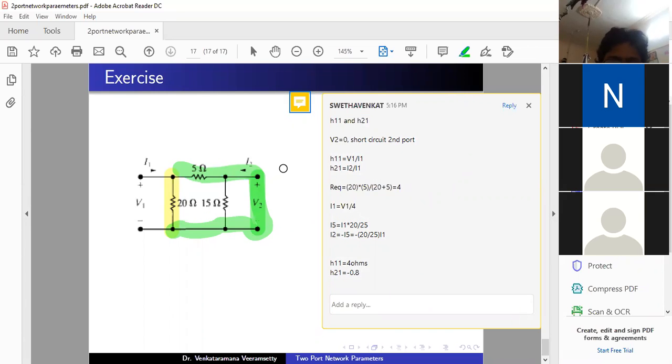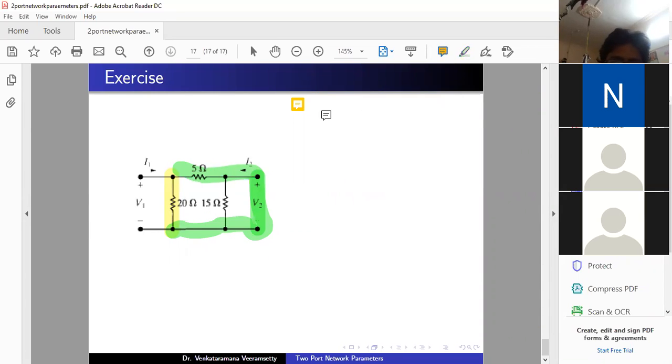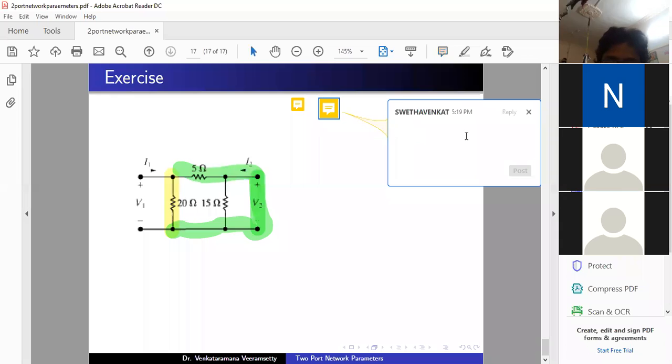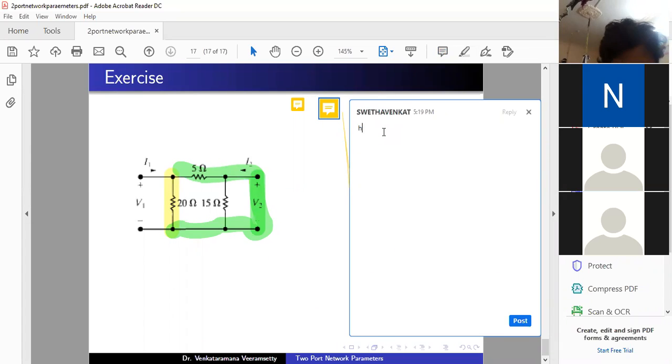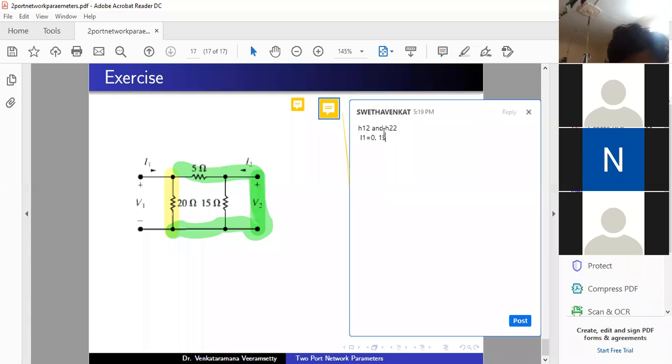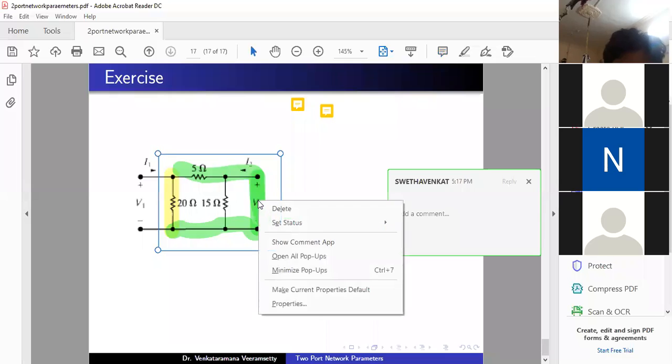Now we need to calculate the remaining two parameters, H12 and H22. So how do we calculate H12 and H22? If we want to calculate H12 and H22, we have to make I1 equal to 0, which means open circuit the first port. First port open.